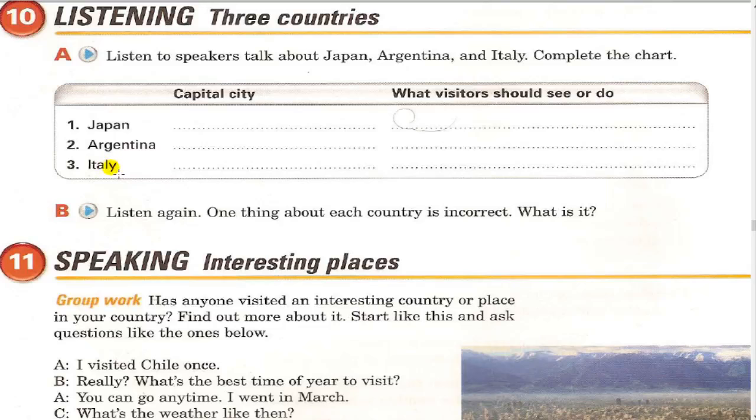3. Italy is a country in southern Europe on the Atlantic Ocean. The country is shaped like a boot. It's famous for its excellent food. Everyone should try the pizza there. It's also famous for its art and old buildings, especially in the capital city of Rome. Visitors shouldn't miss that.